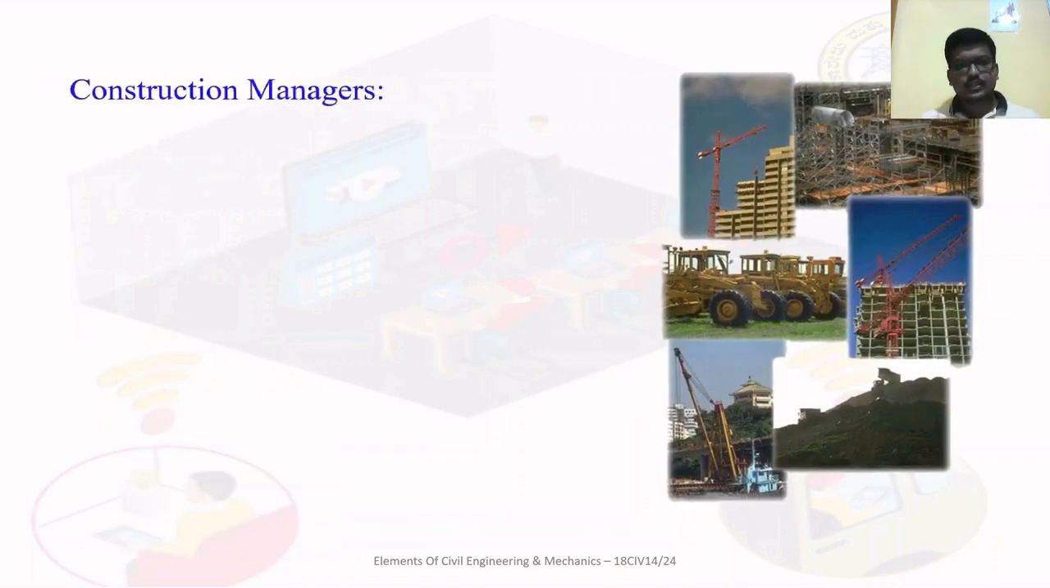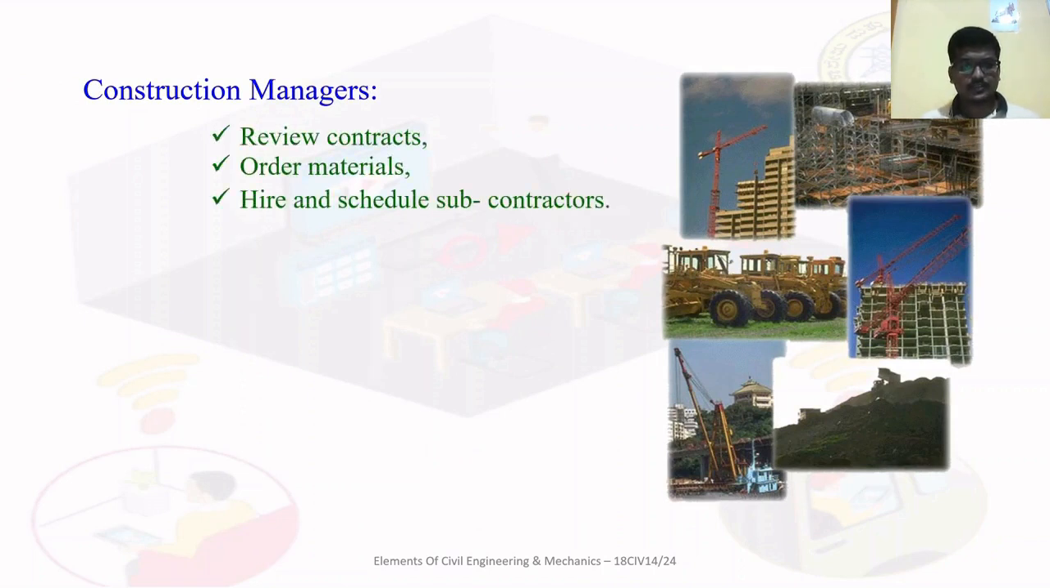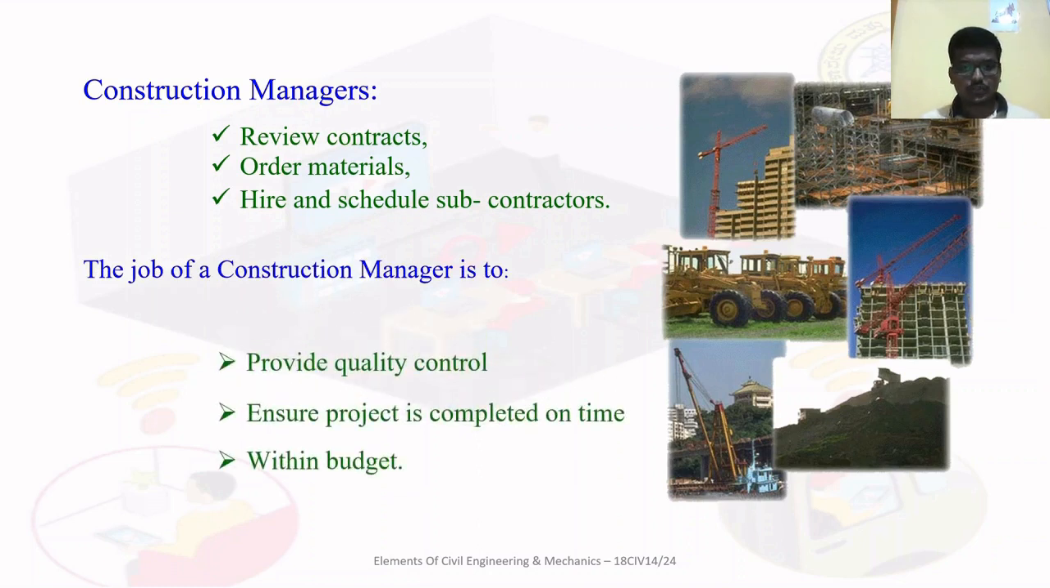In construction technology and management, we have construction managers who review contracts, order materials, and hire and schedule subcontractors. The job of a construction manager is to provide quality control and ensure the project is completed on time and within budget. Economy and safety are the two main things which a civil engineer should follow.